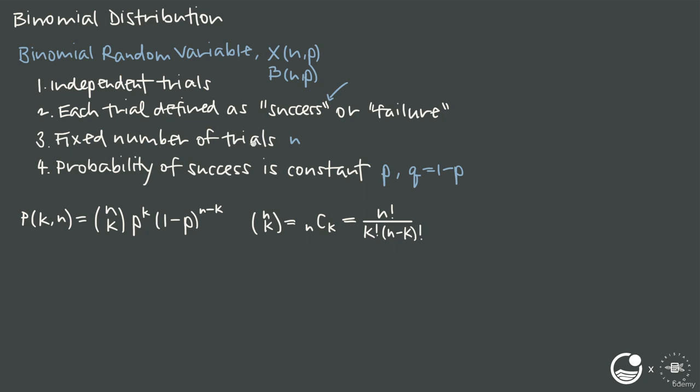So if we're rolling a die 20 times and we want to know the probability that we roll heads 13 times, then we would calculate here the probability of k equals 13 in n equals 20. And the way that we calculate that is with this binomial coefficient here. We talked about this earlier when we looked at permutations and combinations.